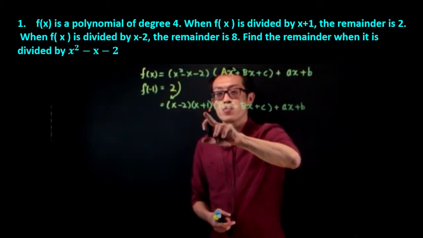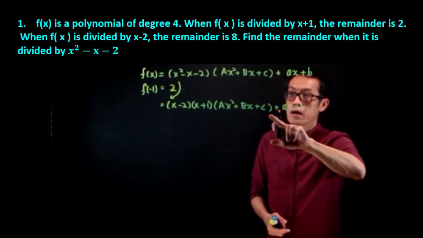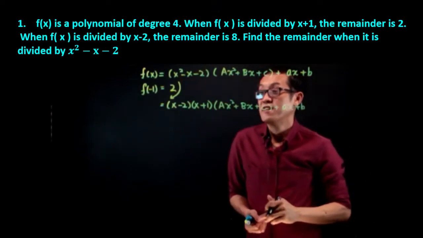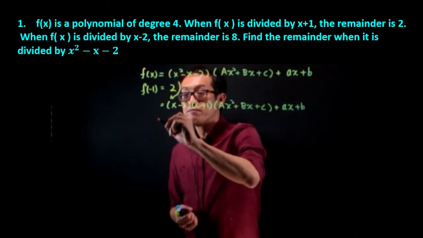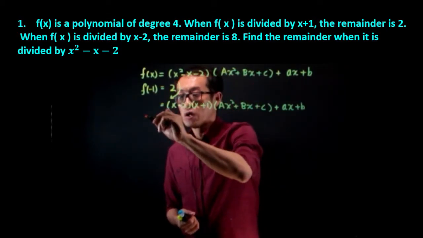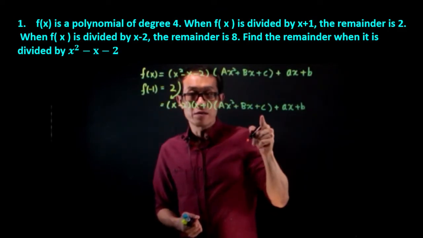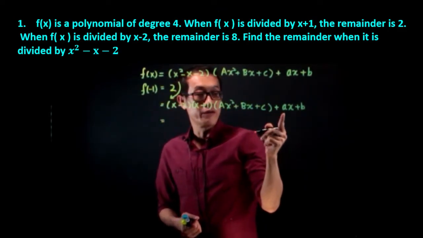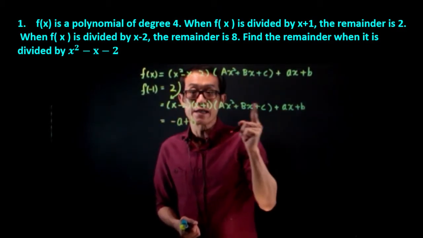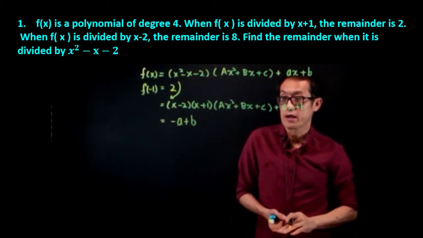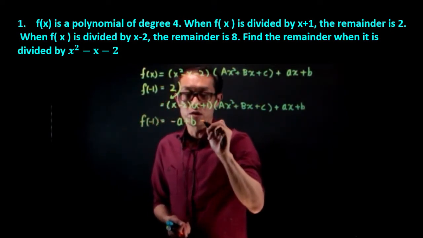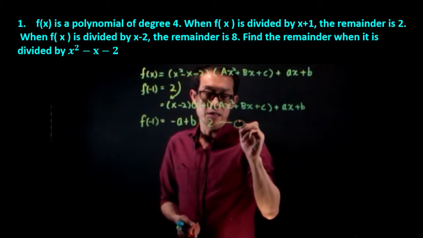So if you put minus 1 here, this whole term will be 0. You put f of minus 1, this part is 0. That means it will be left with minus a plus b, because x is minus 1. And it is given that f of minus 1 is equal to 2. Let's call this equation 1.